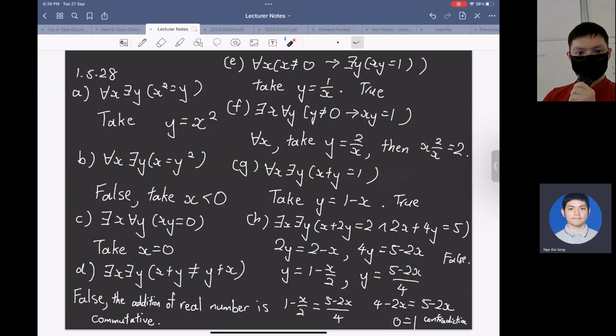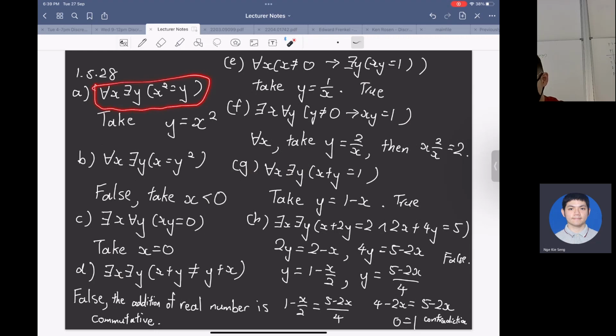1.5.2 is the more interesting bit. So we want to show that every statement is true or false. Okay, we can do it together. So this is an example of a nested quantifier. For every x, there is this y such that x squared equals y. So for every x you put in, you can definitely find y such that this is true. Are you given the domain of discourse or not, for you to determine?